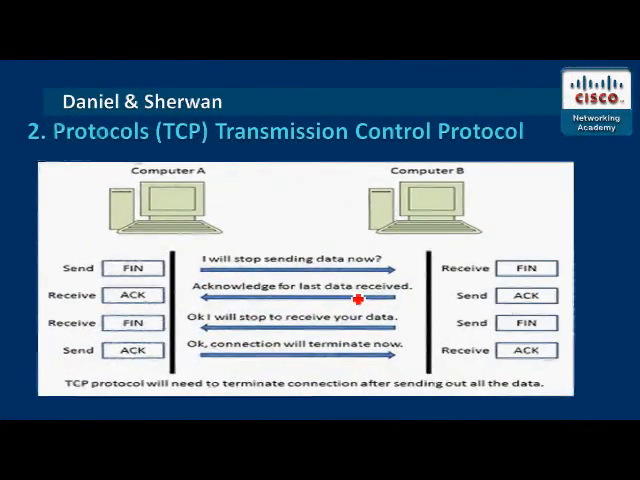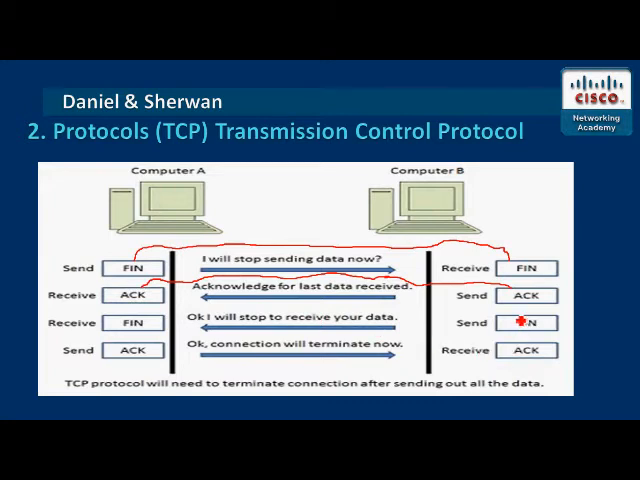Now if we have a look at this diagram over here, we have computer A and computer B. Computer A will send a FIN, a finalized message, and it will say to computer B, I will stop sending data now, computer B, from computer A. Computer B will receive the finalized message, and computer B will send an acknowledgement message and say, acknowledge for last data received, computer A. And computer A will receive the acknowledgement message.